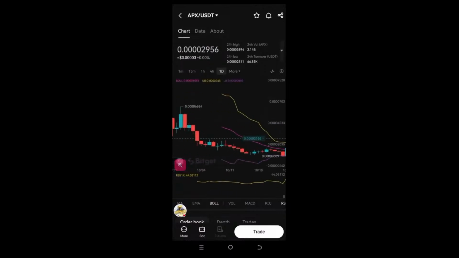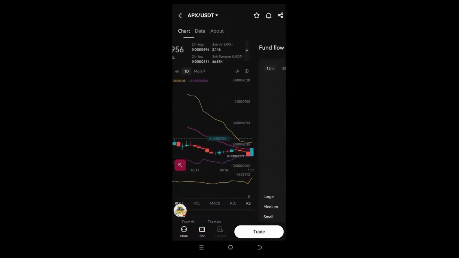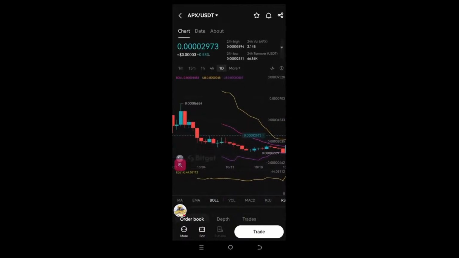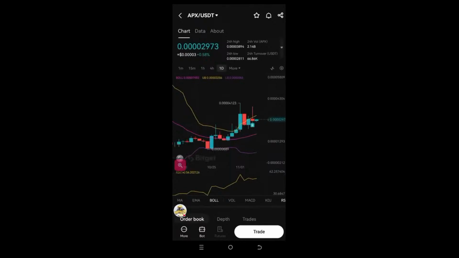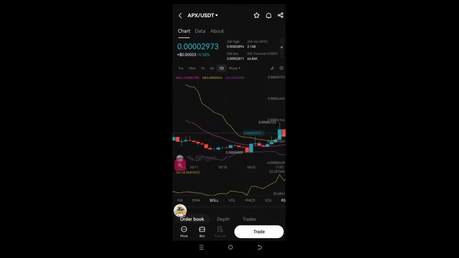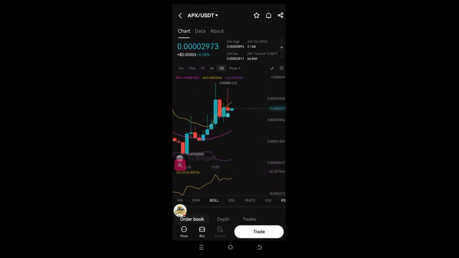Is it a new coin? No, it's not actually a new coin. APX is not exactly. Is it a new coin? It is a new coin, but it's not as new as the other ones. But I don't know. Look at it. This is where it started from. It's not going further, so it's actually still a new coin. It's probably just less than a month or thereabout.